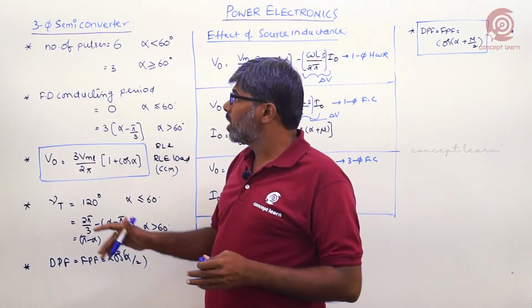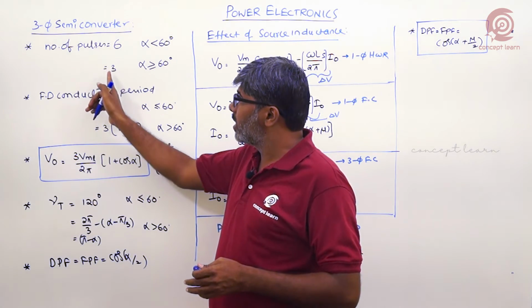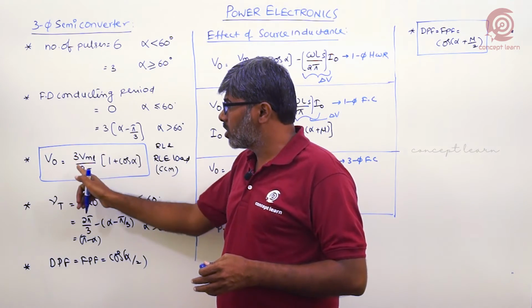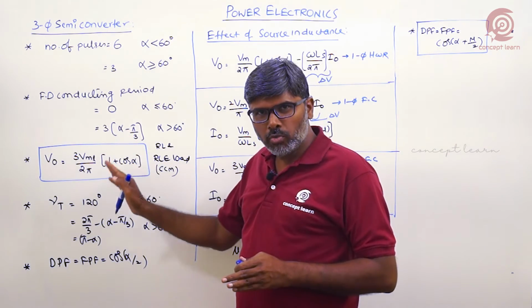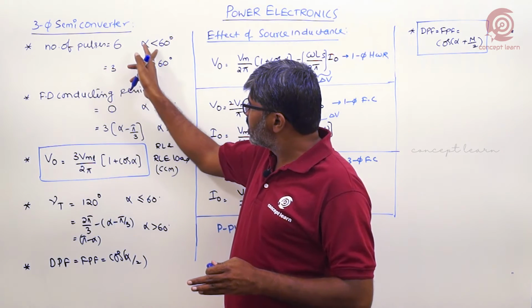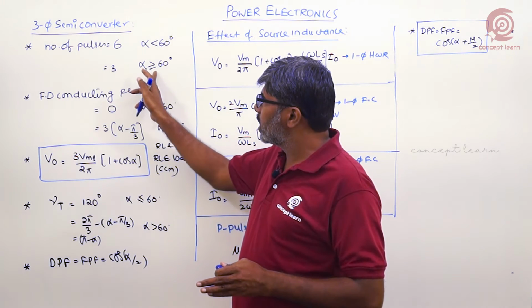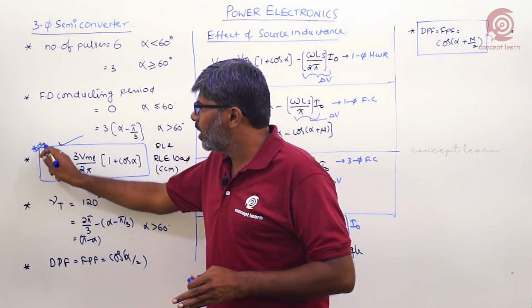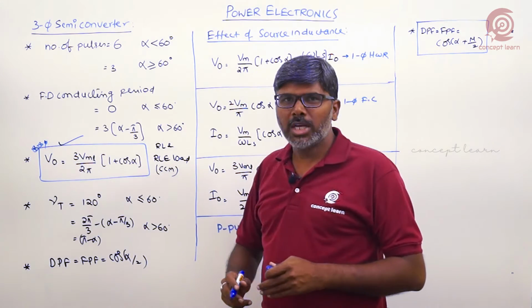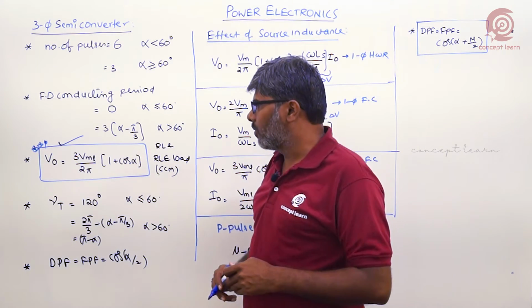So you may ask a question, sir, for number of pulses 6 here, number of pulses 3 here, and what is the expression? The expression is same. If you derive average output voltage for alpha less than 60 degrees, alpha greater than or equal to 60 degrees, we get only this expression: V0 is equal to 3 VmL by 2 pi into (1 plus cos alpha).